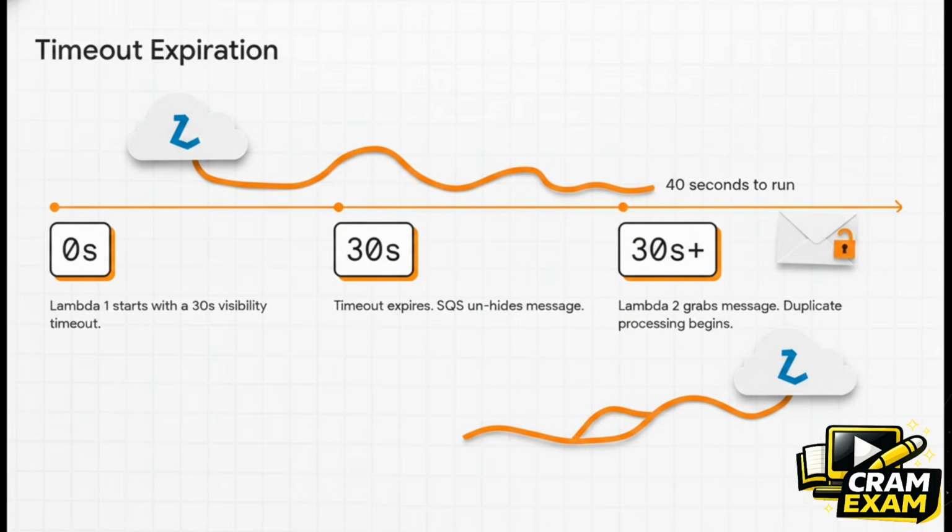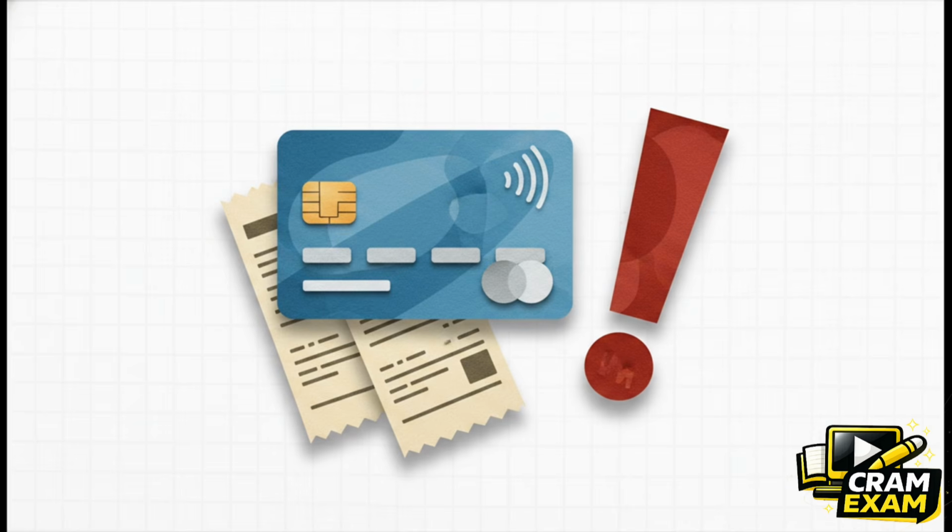Let's walk through the timeline to see exactly how this blows up. At 0 seconds, your first Lambda starts. But if your code takes 40 seconds to run and that timeout is only 30 seconds, well, SQS assumes your first Lambda function just died, so it unhides the message. Suddenly, right at the 30-second mark, a second Lambda environment comes along, grabs that exact same message, and starts duplicate processing. And boom! You just charged the customer's credit card twice.